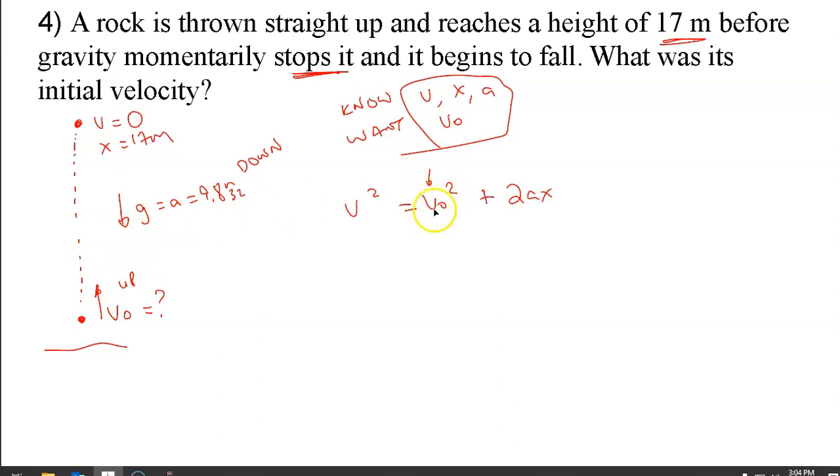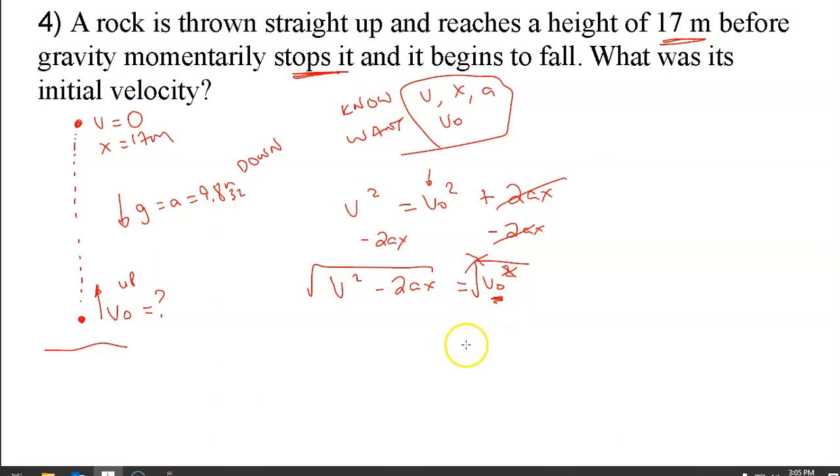Now, to get this guy by itself, I'm going to subtract 2ax from both sides. That'll cancel that, leaving me at v squared minus 2ax equals v0 squared. And I got to get rid of the squared, so we need to take the square root of both sides. And when I have the square root of something squared, those cancel each other, and I'm just left with the v0. Okay, so that's where I want to go with this thing.